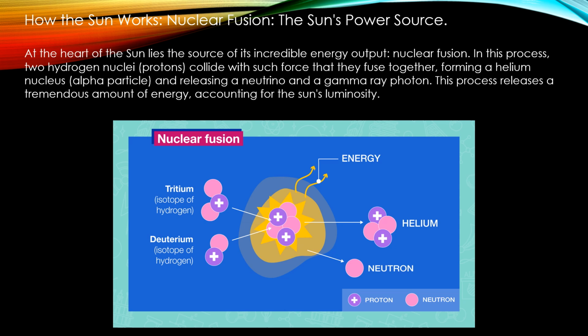So, how does the Sun work? Nuclear fusion, the Sun's power source. At the heart of the Sun lies the source of its incredible energy output, nuclear fusion. This process involves the merging of hydrogen nuclei into helium nuclei. In this process, two hydrogen nuclei, or protons, collide with such a force that they fuse together, forming a helium nucleus, or an alpha particle, and releasing a neutrino and a gamma-ray photon. This process releases a tremendous amount of energy, accounting for the Sun's luminosity.